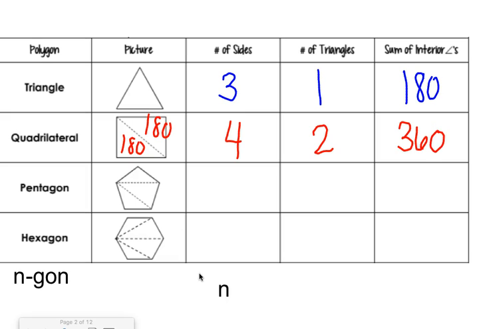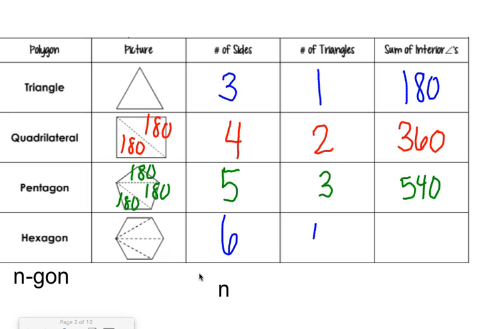We're going to keep going. You're just looking up here. Pay attention. How many sides does a pentagon have? 5. How many triangles do you see? 3. How many degrees? Someone grab a calculator. 540. Okay, one more. 6 sides. How many triangles? 4, for a total of 720.